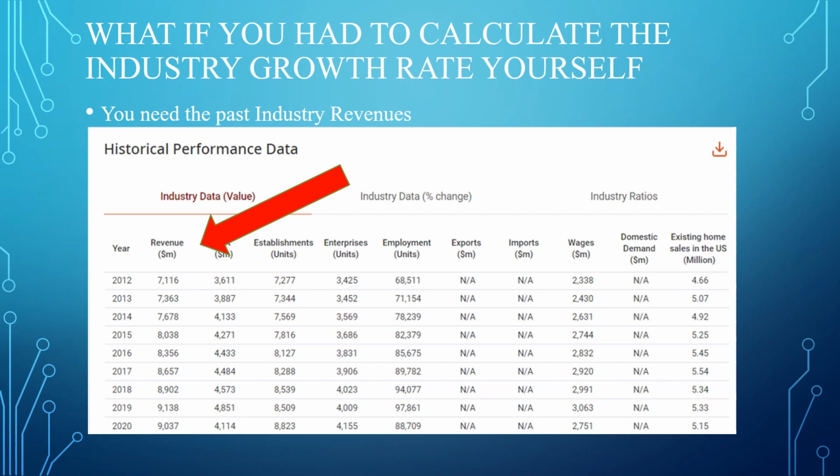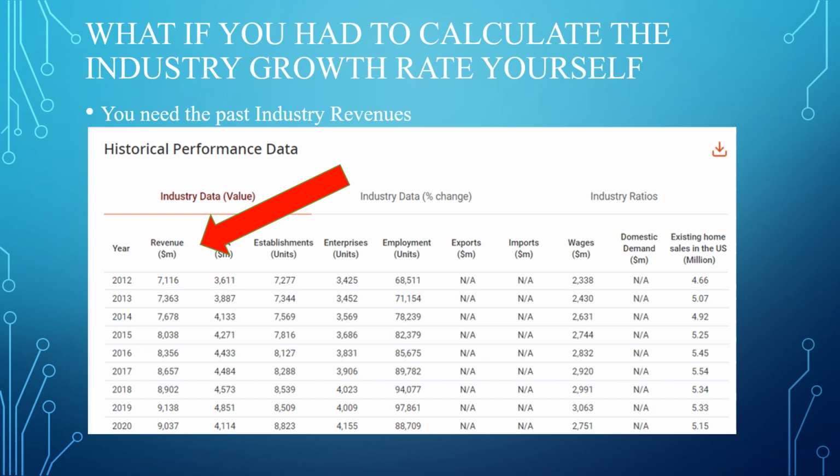But what if you had to calculate the industry growth rate yourself? Well, you would need the past industry revenue data. IBISWorld provides this in case you want to make some of these calculations. Maybe instead of a 5-year growth rate, you need a 3-year growth rate. Or maybe you want to take the 5 years prior to the pandemic year. There are all kinds of things that you might want to do. So it's important that you somehow find the historical revenues for the industry. And here we have them.